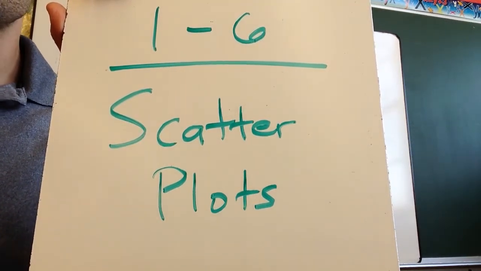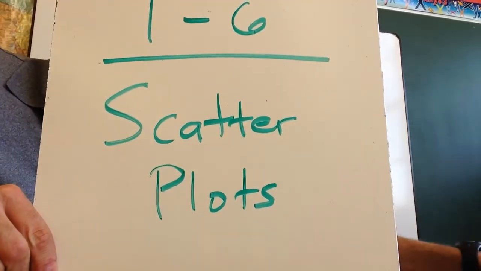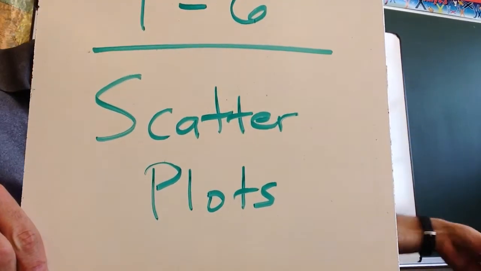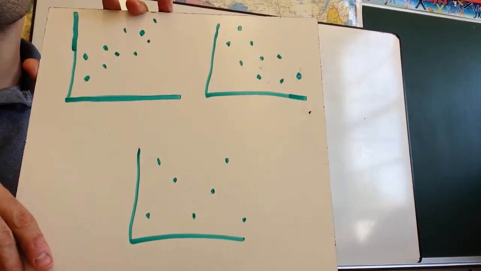Today's video is going to discuss Chapter 1.6, Scatter Plots. So there are three different types of relationships when we discuss scatter plots.